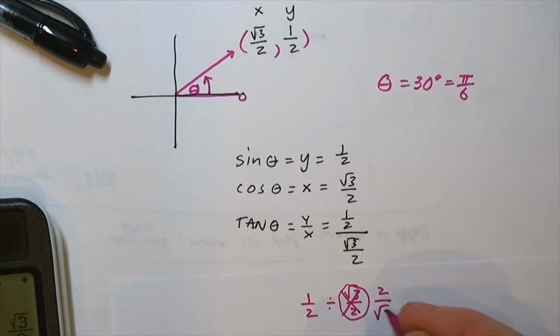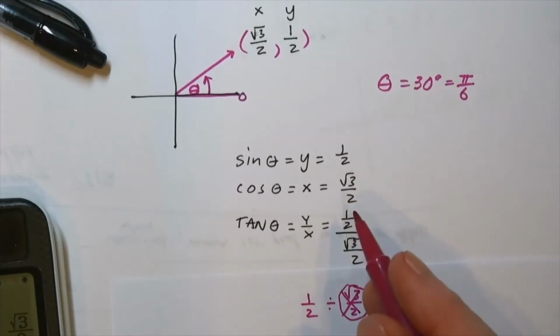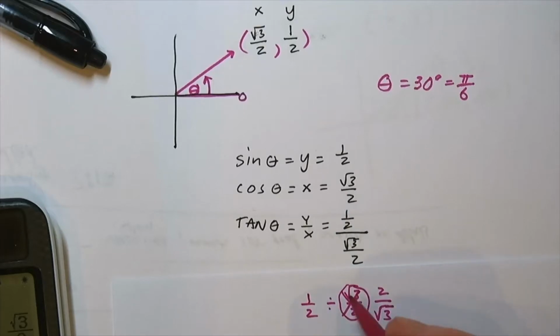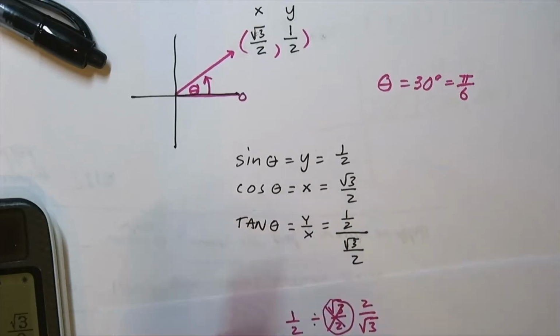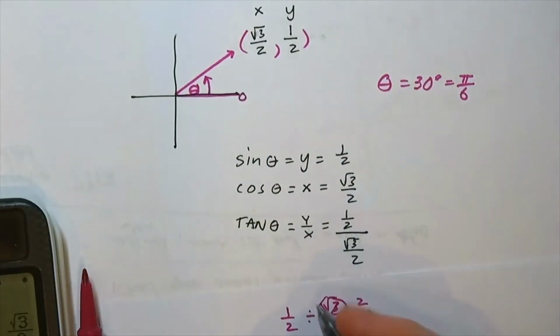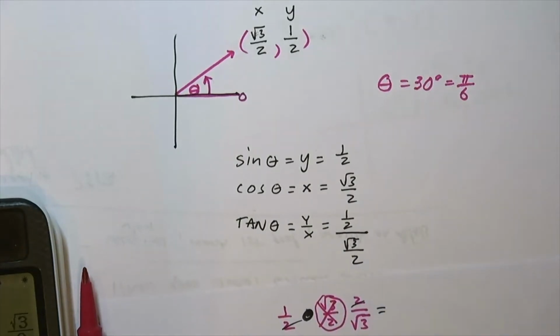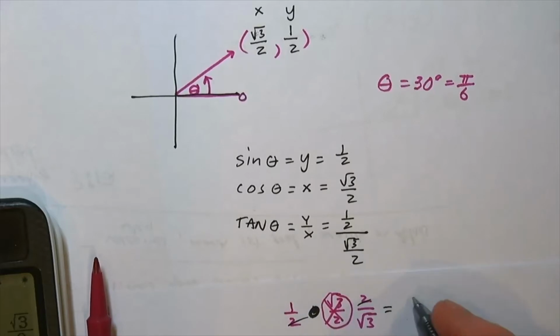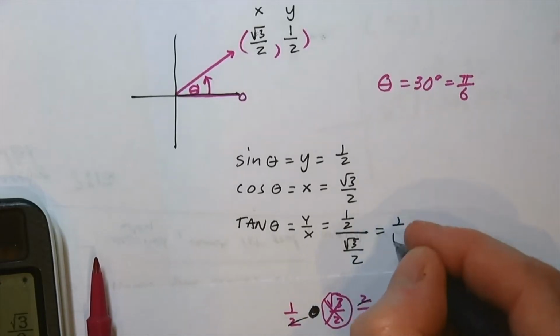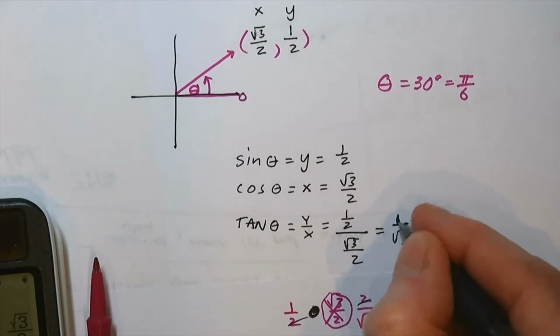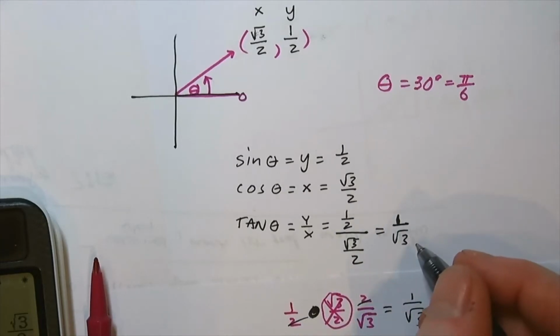Remember that? See, this is why I did it with the fraction instead of the decimal. 1/2 divided by that, right? Now that flips. Now you may remember, of course you make it a times now, don't you? The 2's cancel, and our answer is 1 over radical 3. There you go. And you may remember, people don't like radicals in the bottom.